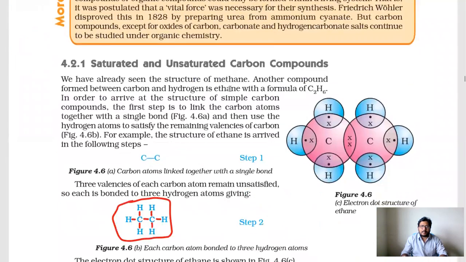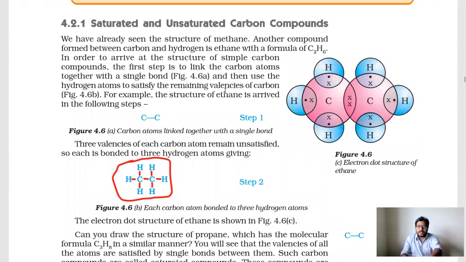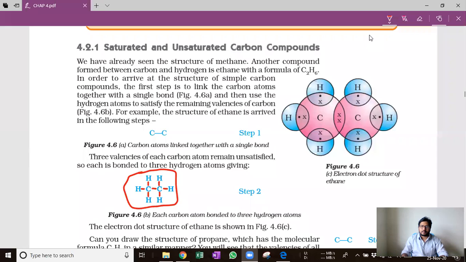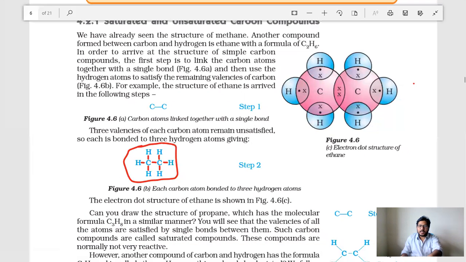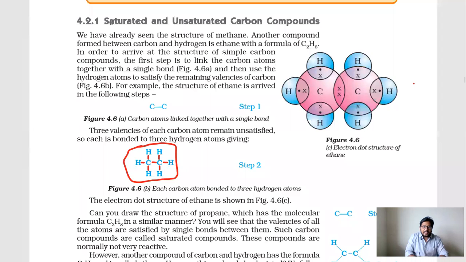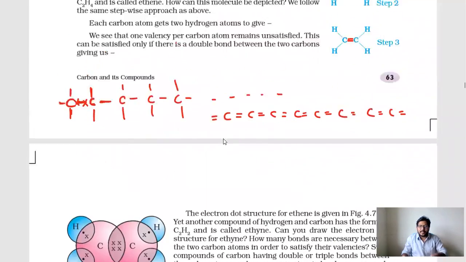Next, moving on from carbon compounds, let us try to understand saturated and unsaturated compounds. Now we are in the topic saturated and unsaturated. We have already understood that saturated means single bond, unsaturated means double and triple bonds. Now we have already seen the structure of methane. Methane structure is CH4. Another compound formed between carbon and hydrogen is ethane. So what are those names? What is methane? What is ethane? Why did it come? Okay, let us try to understand this simple thing, which I'll explain to you now.